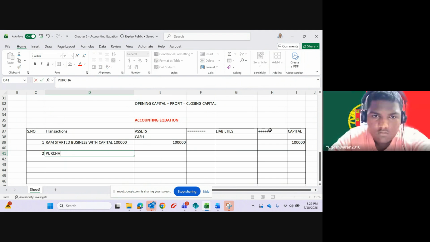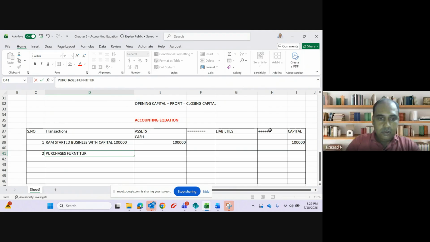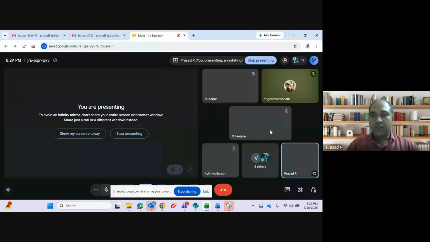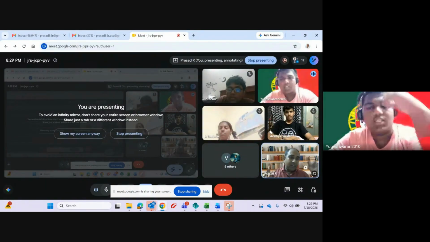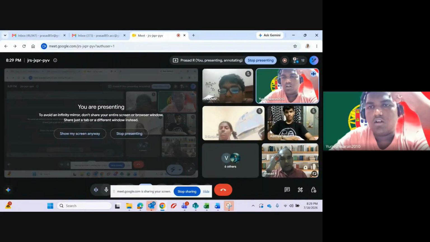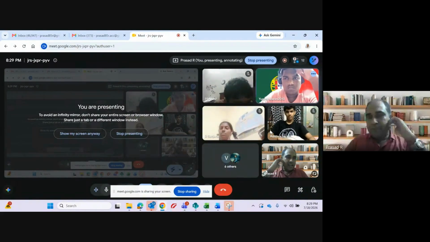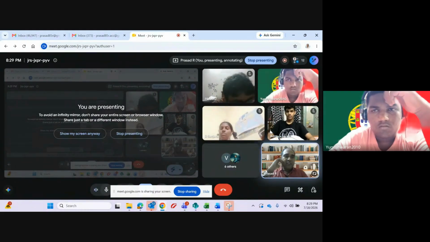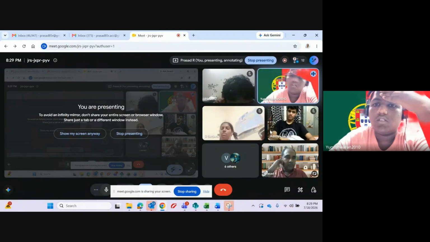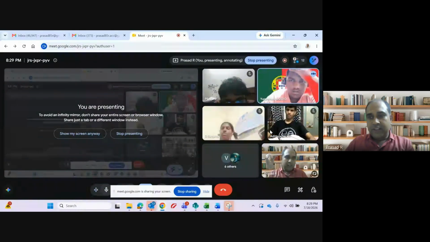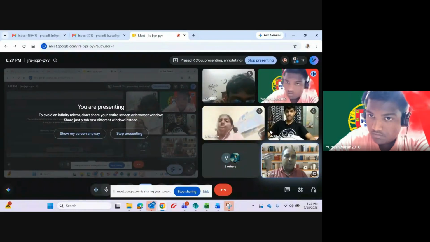Purchased furniture for rupees 20,000. Now there are two impacts which are happening. I am purchasing furniture. Business will get what? Furniture. And business will pay what? Cash.